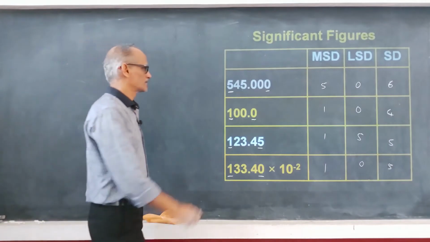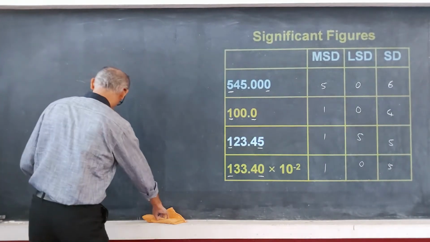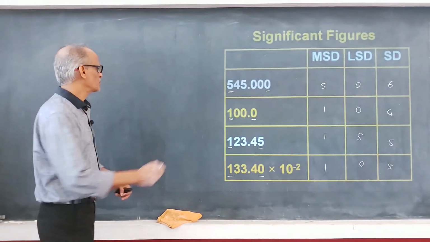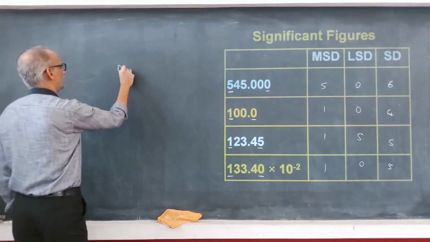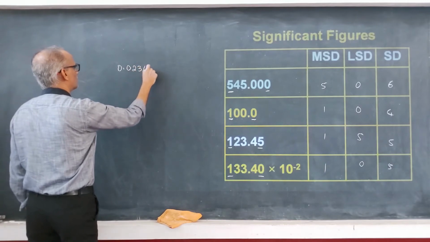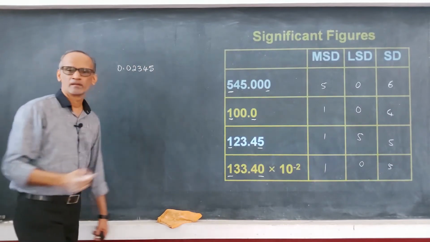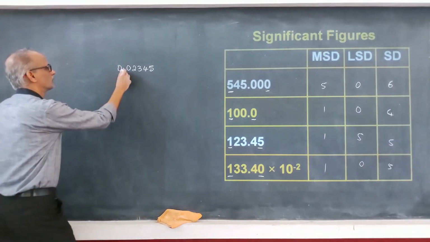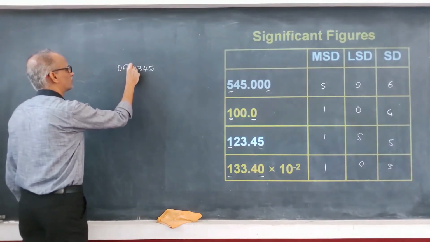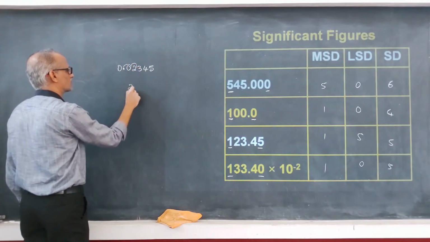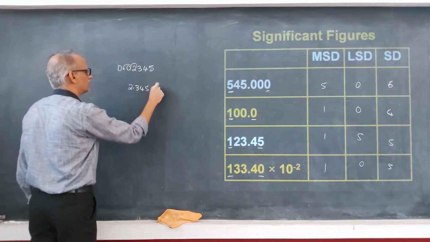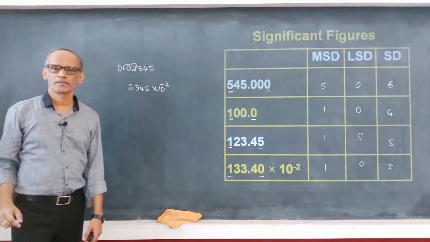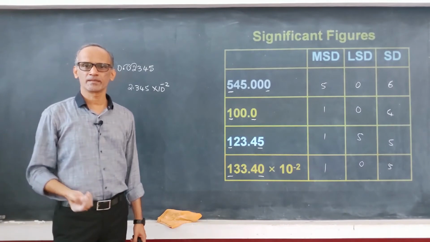Understood this? This is how you can find the number of significant digits. One more interesting point is, suppose I am going to give a number like 0.02345. I will write this in terms of scientific notation. How? Shift this decimal by 1 and then 2 places. Write this as 2.345 times 10 to the power minus 2. I've written it in terms of scientific notation.